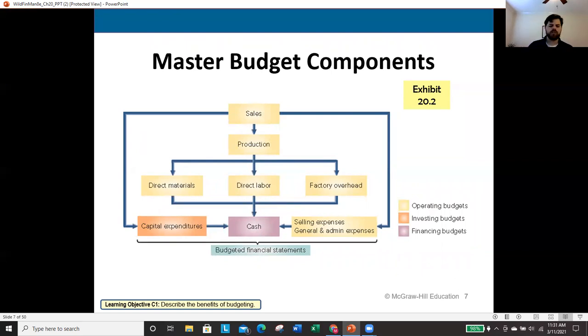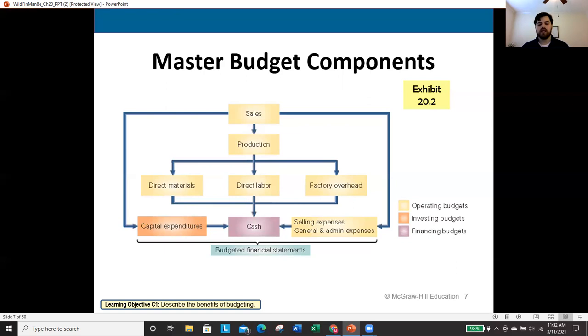Now, the master budget has essentially 9 components. We will be going through each of them in this chapter. We will see how to prepare the sales budget, the production budget, the direct materials, direct labor, and factory overhead budgets. And then we will look at the capital expenditures, cash, and selling, general and admin expense budgets. And of course, at the very end of all of this, we will deal with my budgeted financial statements. So we've got quite a lot of work in this chapter, and this is roughly the order that we'll be seeing.